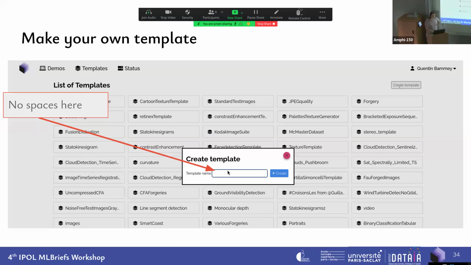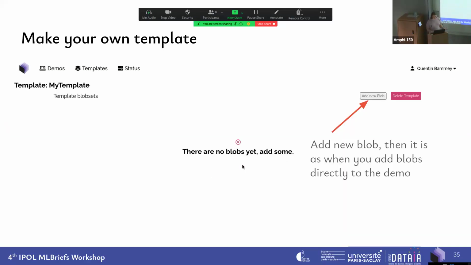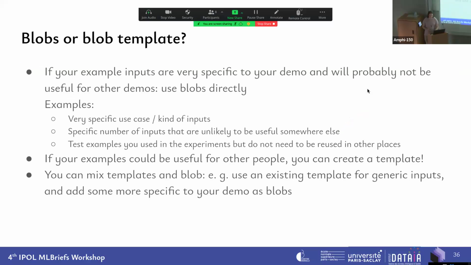You add a name. It's very important in the name to not use any spaces. Normally it should not do any harm, just reject the template name. But before, it used to break the system, so don't take any risks. So you add a template name with no spaces, and you arrive in this page where you can add new blobs.